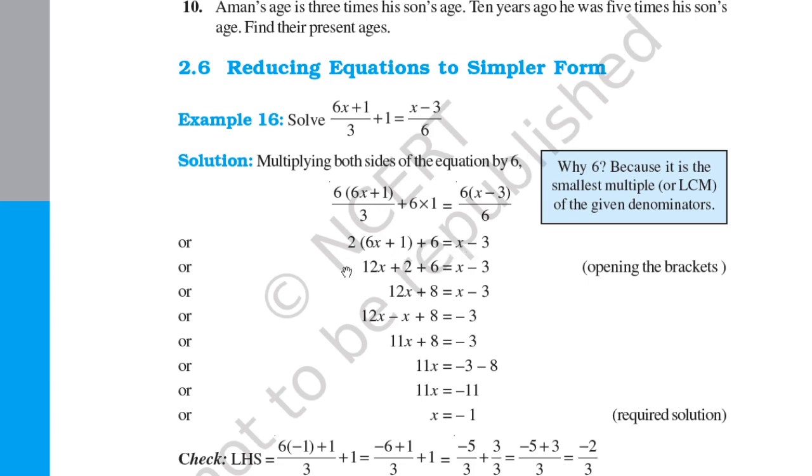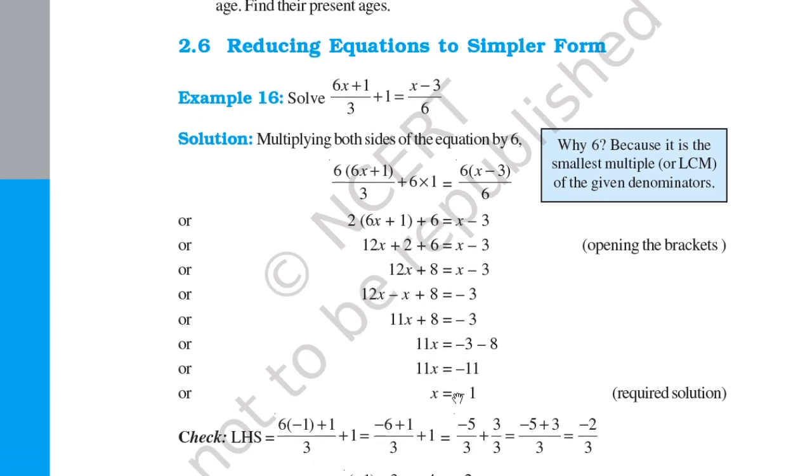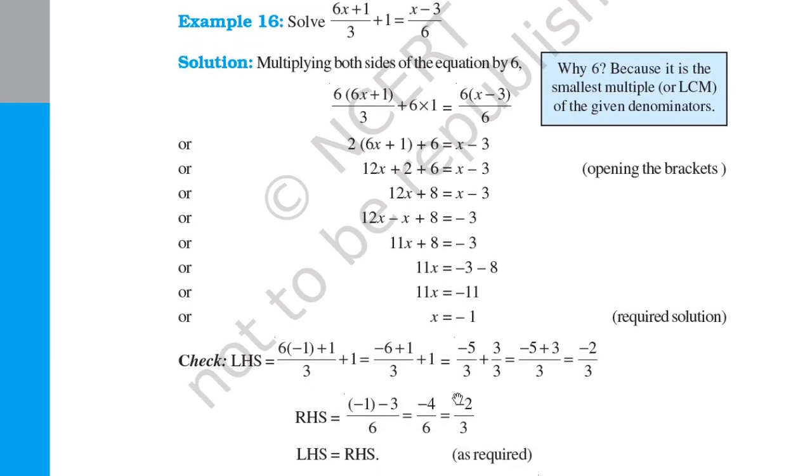So these two will get inside. So we'll get 12x + 2 + 6 = x - 3. We are simply solving the equation. This will become 8. After that we will just transpose x here. So it will become 11x + 8 = -3. So we will transpose 8 to the RHS. So 11x = -3 - 8. That will become -11. So x will become -1 when we divide 11 on both sides.